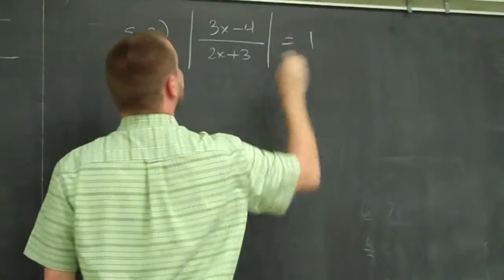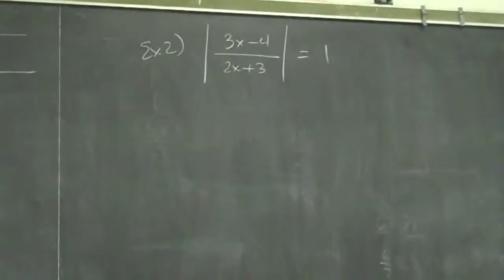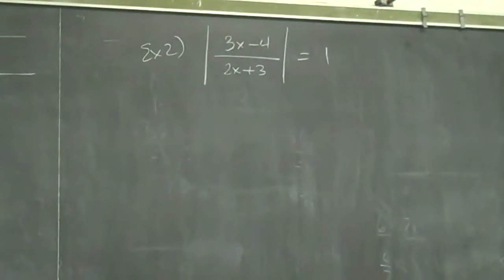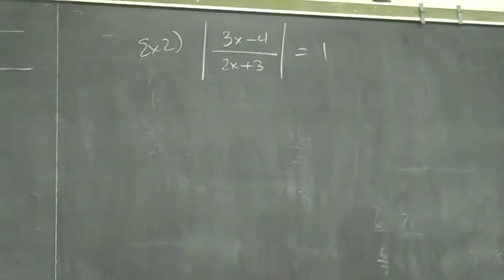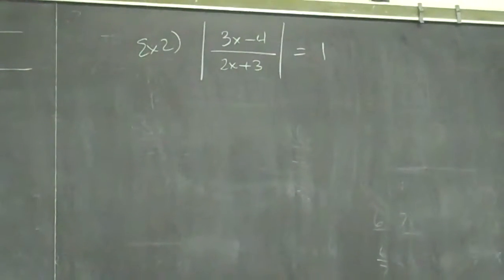Absolute value of that equals 1. I don't want to do a graph for that. It's got a crazier graph. So when you take pre-calc, you'll talk about the graph of that. But it's like this.